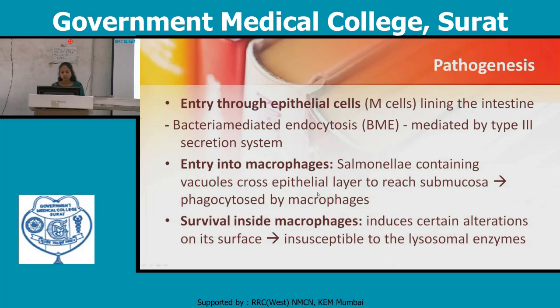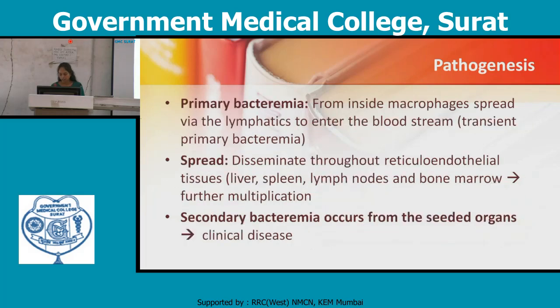Primary bacteremia occurs from inside the macrophage, spreading via the lymphatics to enter the bloodstream. This is called transient primary bacteremia. It disseminates through the reticuloendothelial system, such as liver, spleen, lymph nodes and bone marrow, and further multiplication occurs. Secondary bacteremia occurs from these sites and clinical disease occurs.